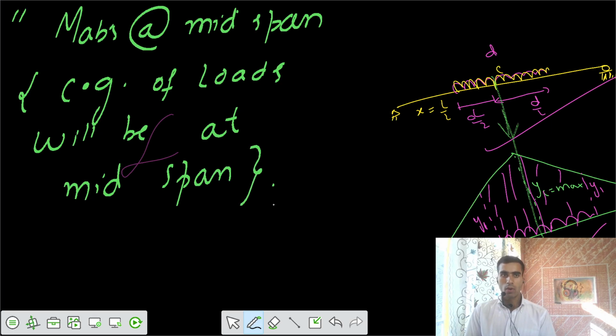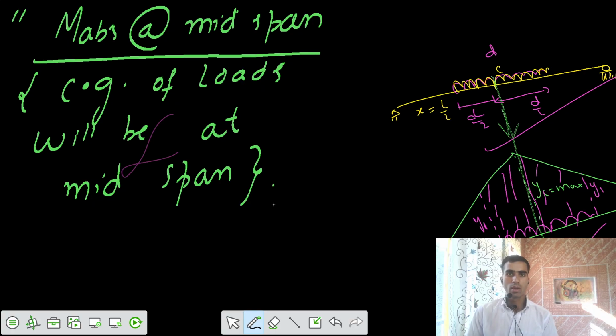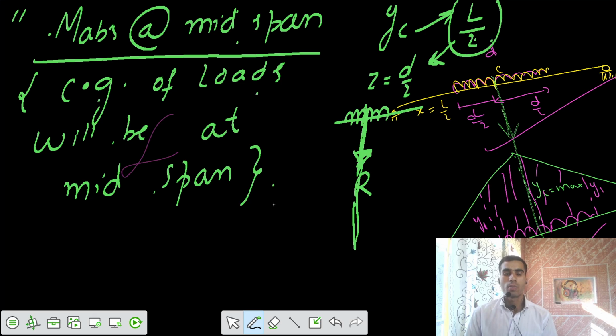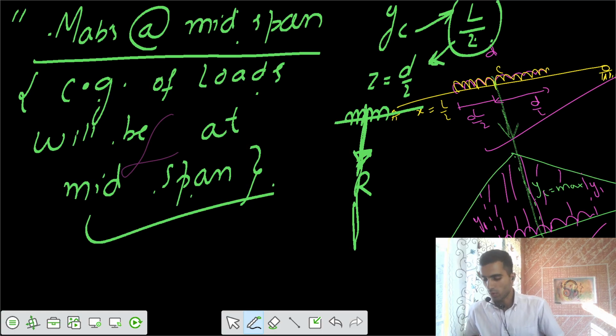So when you calculate that, what should be the maximum absolute bending moment? First you check where YC should be maximum. At that location, the section should be at L by 2. And from that condition, I said z equals d by 2. That means the loading should be equally spaced from the center. That means the CG of the entire load, the resultant, is passing through the center of the beam. That's what it's saying: for the absolute bending moment at the midspan, the CG of the loads is passing through the midspan. This is one more conclusion.